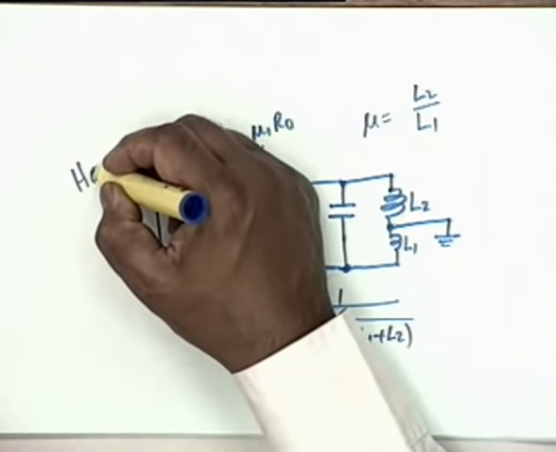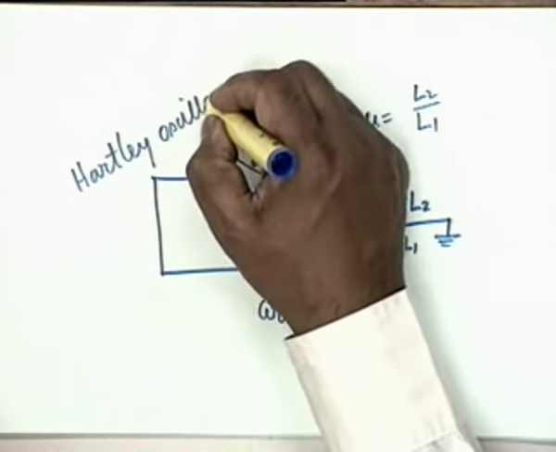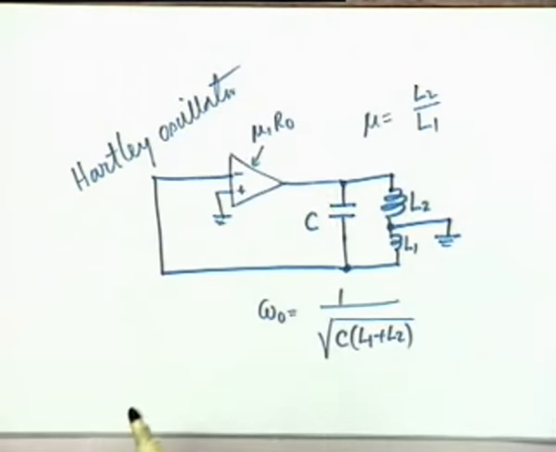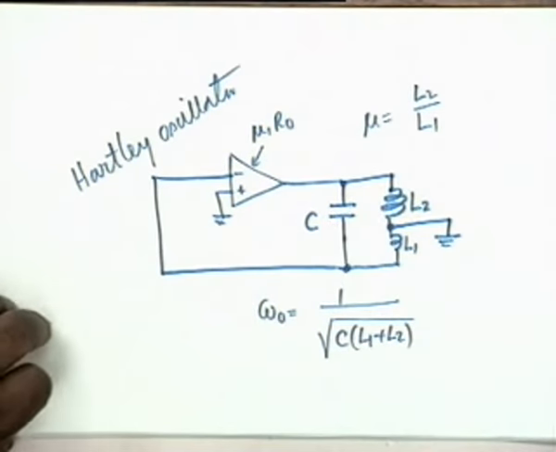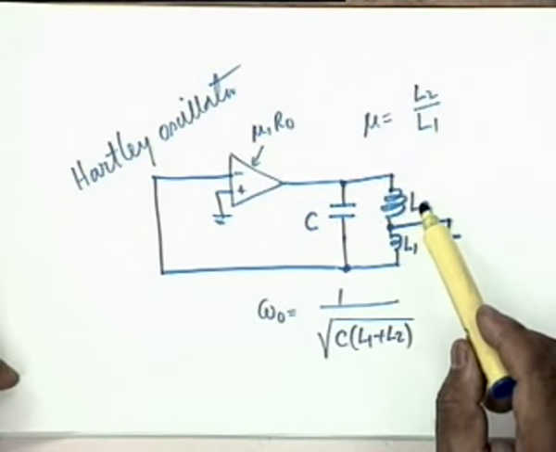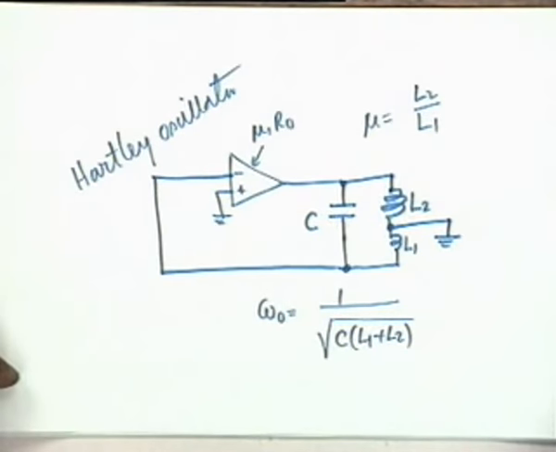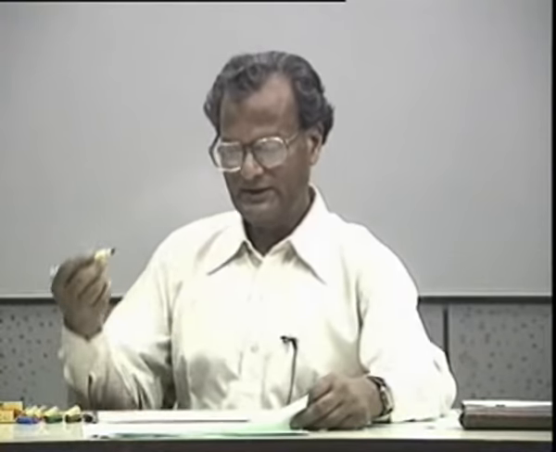This goes by the name of Hartley oscillator. Hartley is the name of a British gentleman. I don't remember his initials. Hartley oscillator is the one in which two inductors are used and one capacitor. As we shall see a little later, this is a little unfavored as compared to the other possibility. That means two capacitors and one inductor.